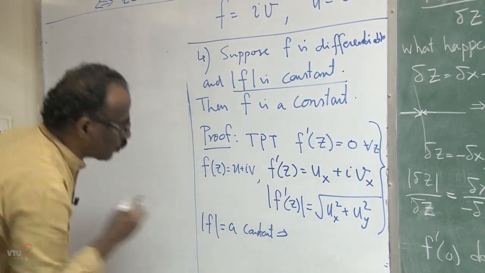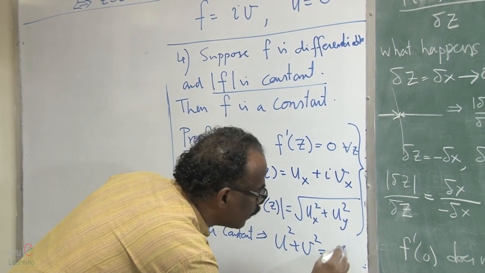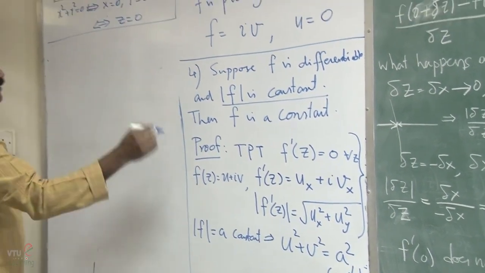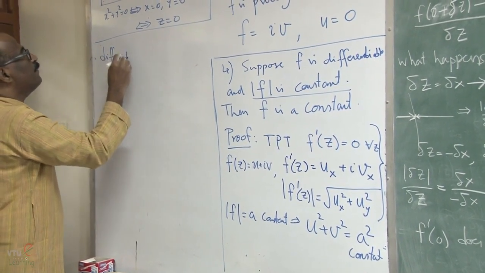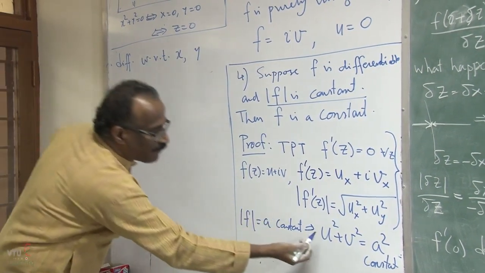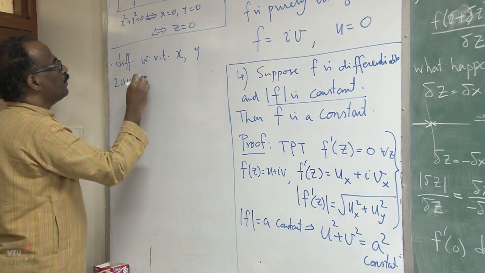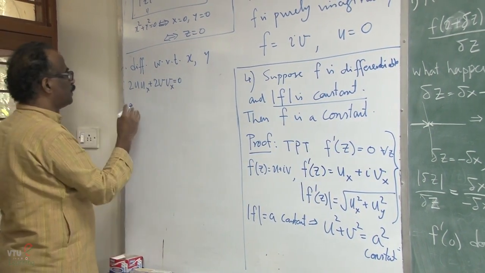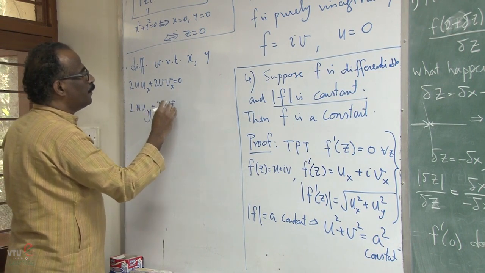That implies if I square it, I'll get u square plus v square equal to a square, another constant. Now differentiate, so I am going to give you a proof. I want to show that. Differentiate with respect to x and y. If I differentiate this with respect to x, 2u ux plus 2v vx equal to 0, and then differentiate with respect to y, 2u uy plus 2v vy is equal to 0.